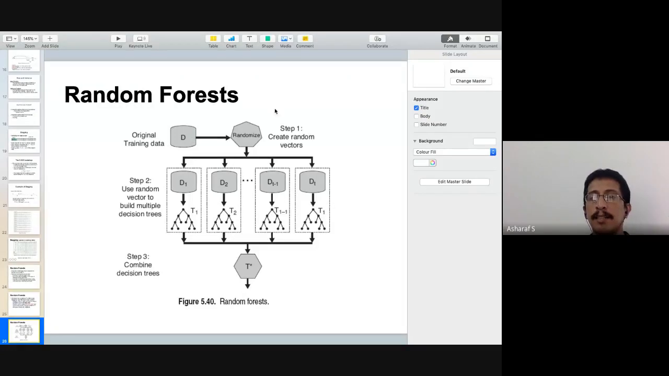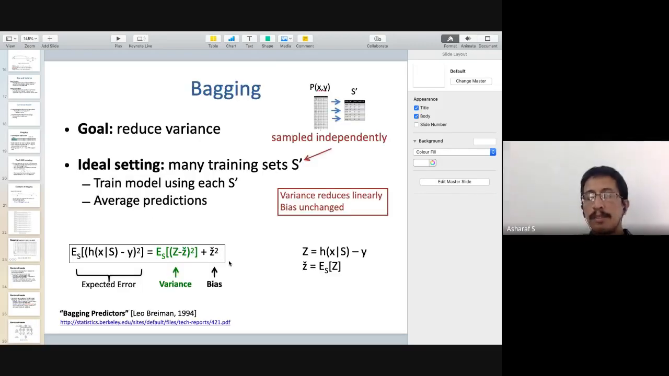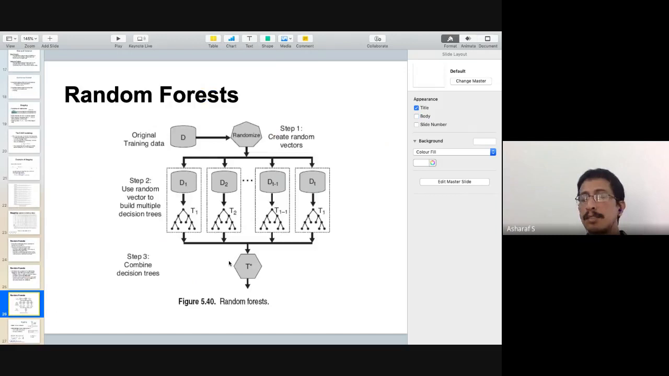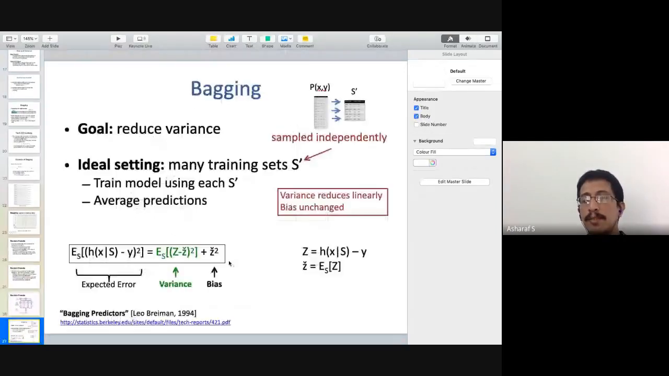Original training data. So you can create randomized data sets, then create ensembles over them, and then do a voting to combine the decision tree classifiers. This is called a random forest. So an ensemble of decision trees is called a random forest. That's another example. Just like the threshold classification, you can combine any kind of classifiers.